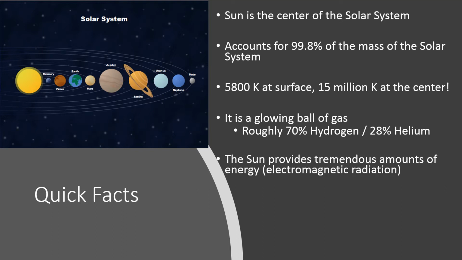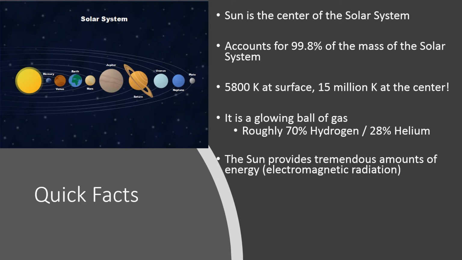Obviously, the sun is the center of our solar system, but you may not know that it actually accounts for 99.8% of the mass of the entire solar system. So this model that you see here on the screen is obviously not to scale, both in distance or size. The sun is very large in comparison to the other planets and objects that are inside our solar system.